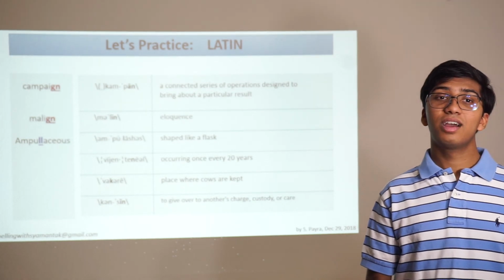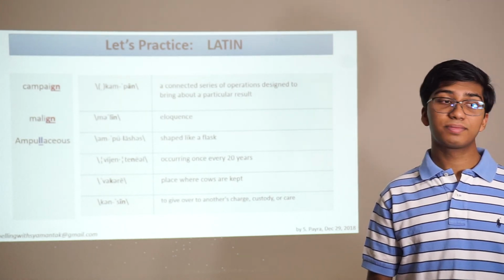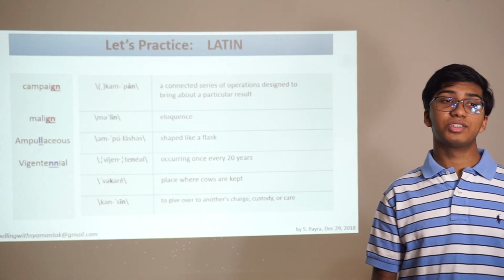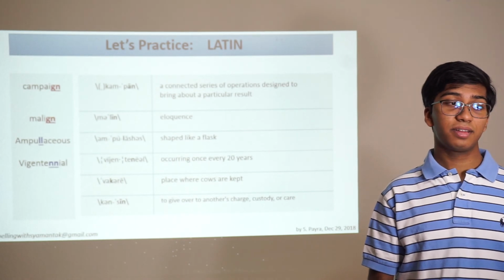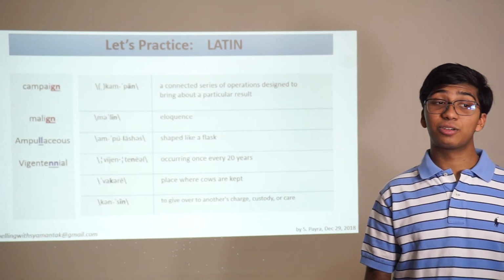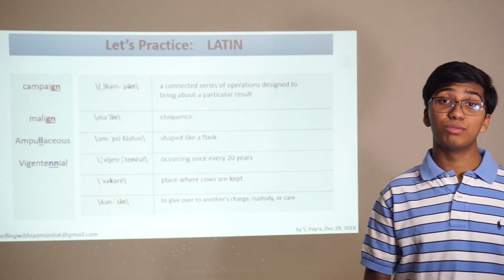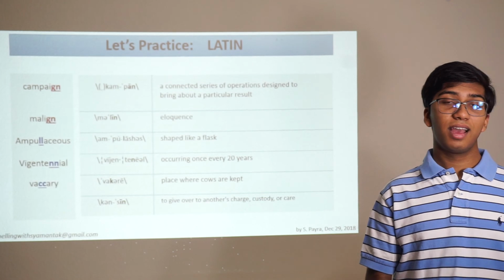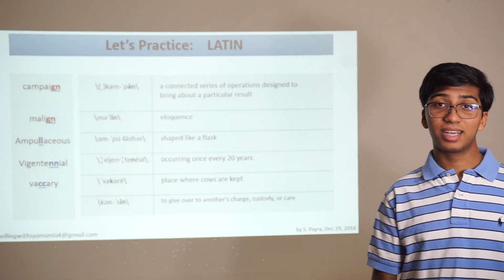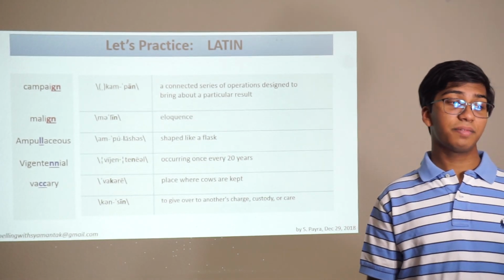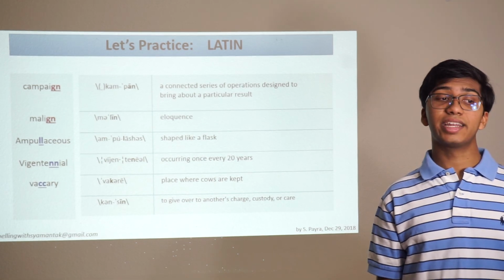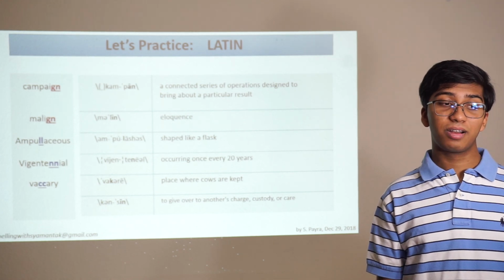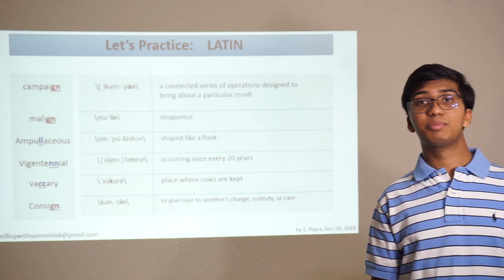Vigentennial, occurring every 20 years. That one has two N's for the N sound. Vaccary, a place where cows are kept. Two C's here for the K sound, V-A-C-C-A-R-Y. And consign, to give over to another's charge, custody, or care. That's spelled like this.